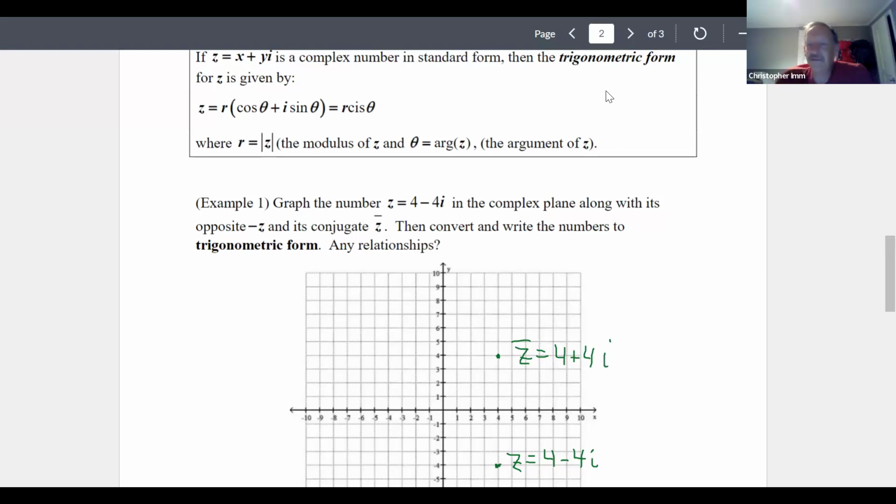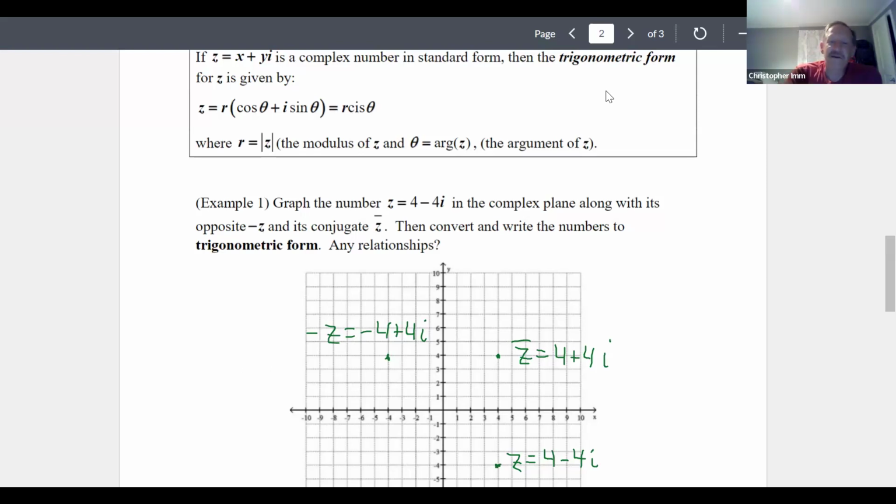And the opposite of that number is just going to be the negative of it. So that's going to change the 4 to a negative 4, and then the negative 4i to a positive 4i. So that should be in our second quadrant there. So negative 4 plus 4i, that would be the negative z. Okay. And let's see how we would find these numbers in trig form.